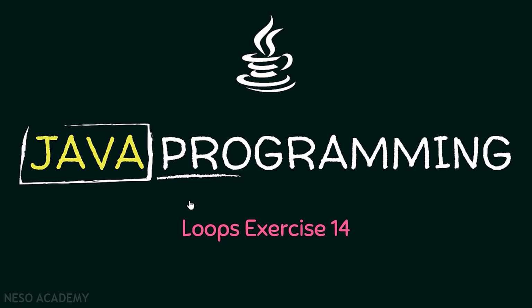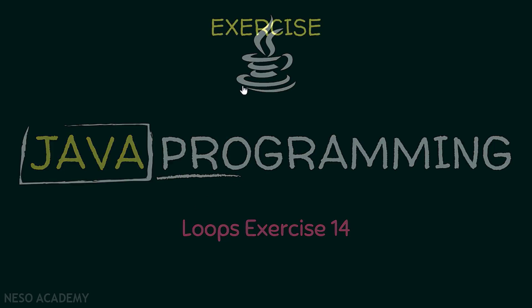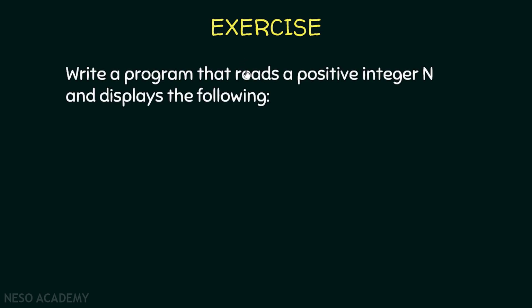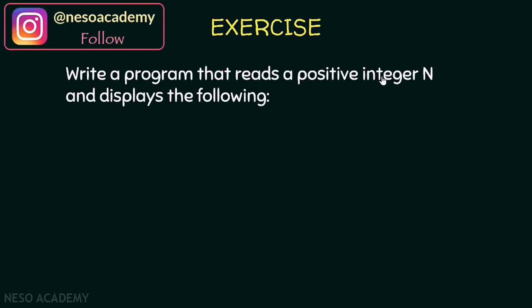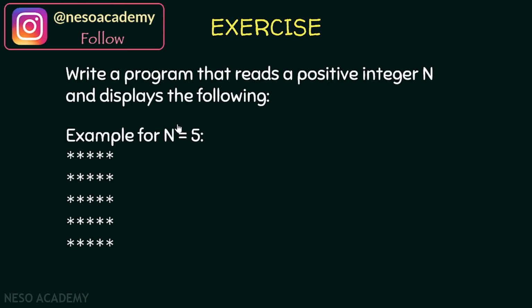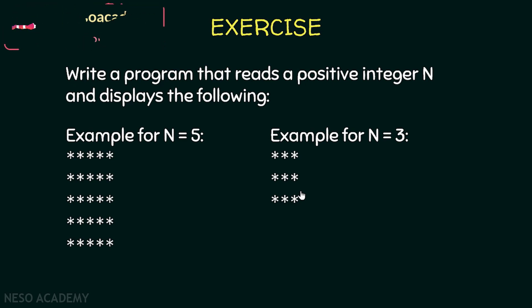In this lecture we will solve another exercise on loops. So here's the exercise. We want to write a program that reads a positive integer n and displays the following. For example, if n is equal to 5, we want to print this over here. If n is equal to 3, we want to print this. So pause the video and try to solve this exercise.